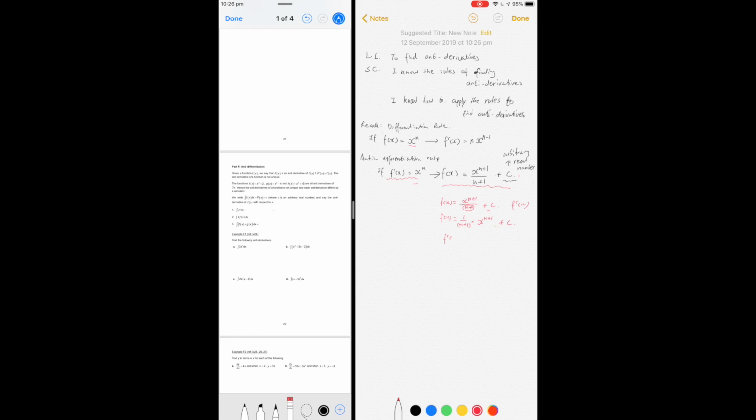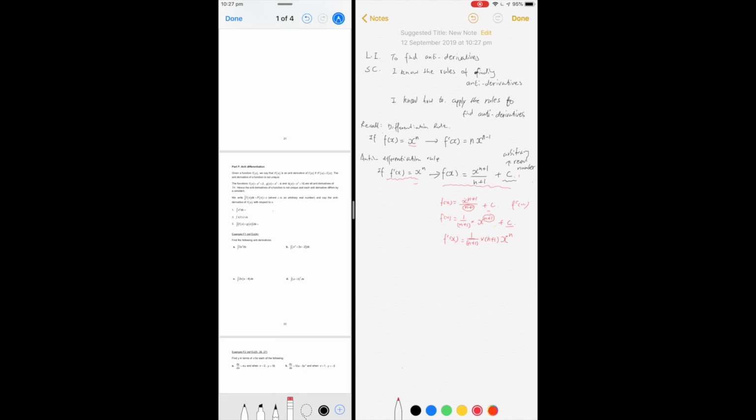Now f dash of x, I start to apply the differential rule. So 1 over n plus 1, that's what we have as a coefficient. I don't move it. Now I'm going to move that power to the front by applying the differential rule. So that will become times n plus 1 times x to the power of n. Okay, and then c is the constant number, and for a constant number, the differential is always 0.